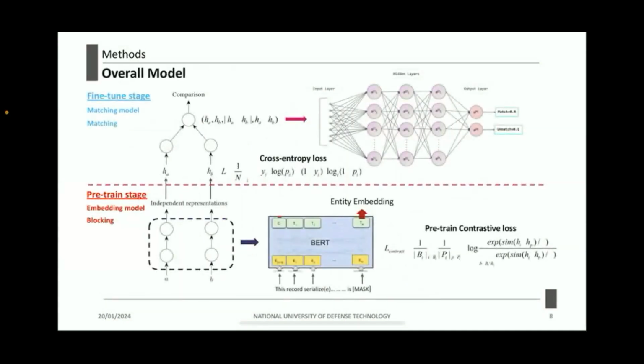Our overall model contains two stages. The first is the pre-training stage, which is trained with the contrastive loss to get the embedding for entities. The second is the fine-tuning stage, which uses the generated embeddings to get the final matching results. In the pre-training stage, only the embedding model parameters are updated and the Machamp model parameters are frozen.